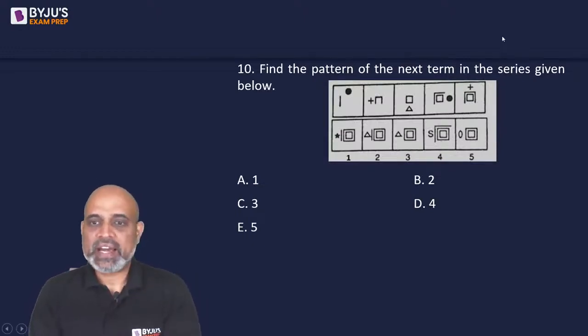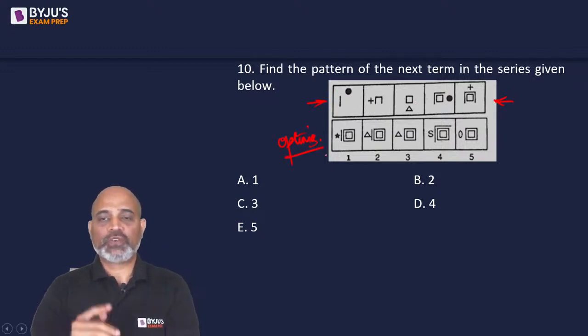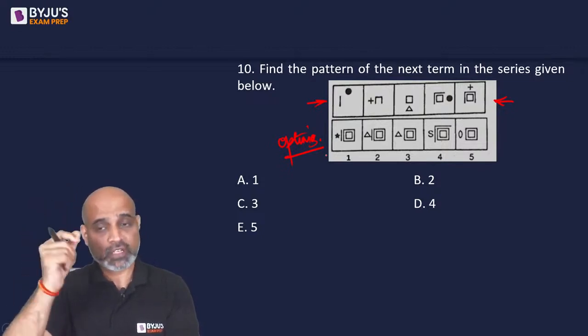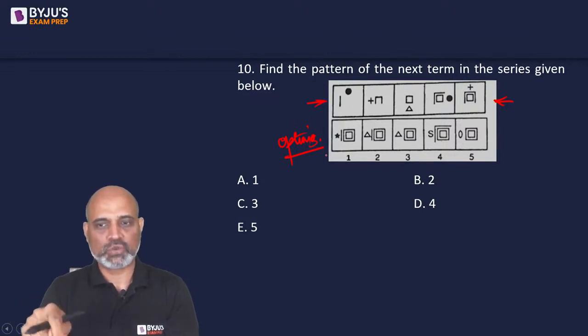Next, find the pattern of the next term in the series given below. So this one is the series and these are the options. So the first one is an I and then a dot, right? Then you have a plus and an inverted U. Then you have a square and then a triangle. Then you've got a square with an L shape and then a dot.